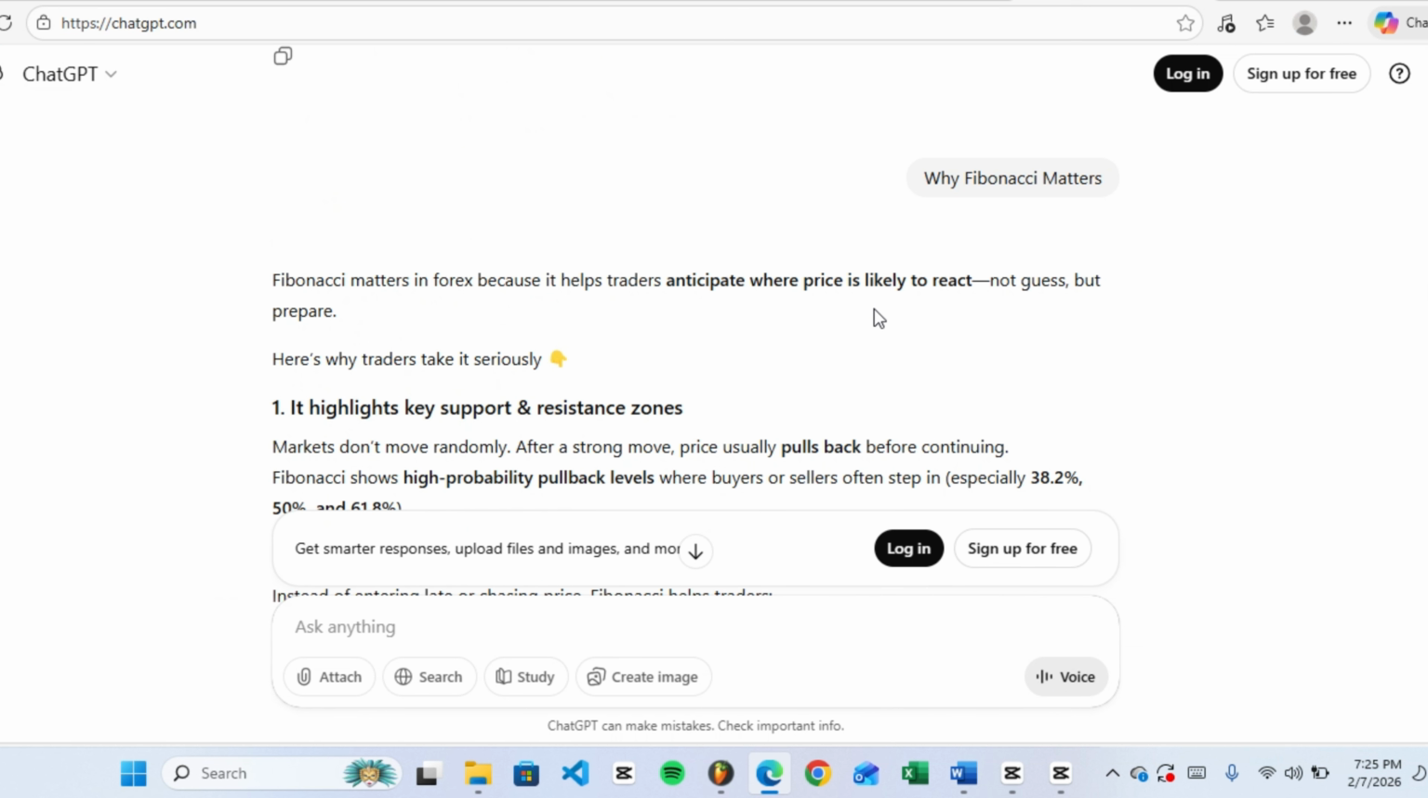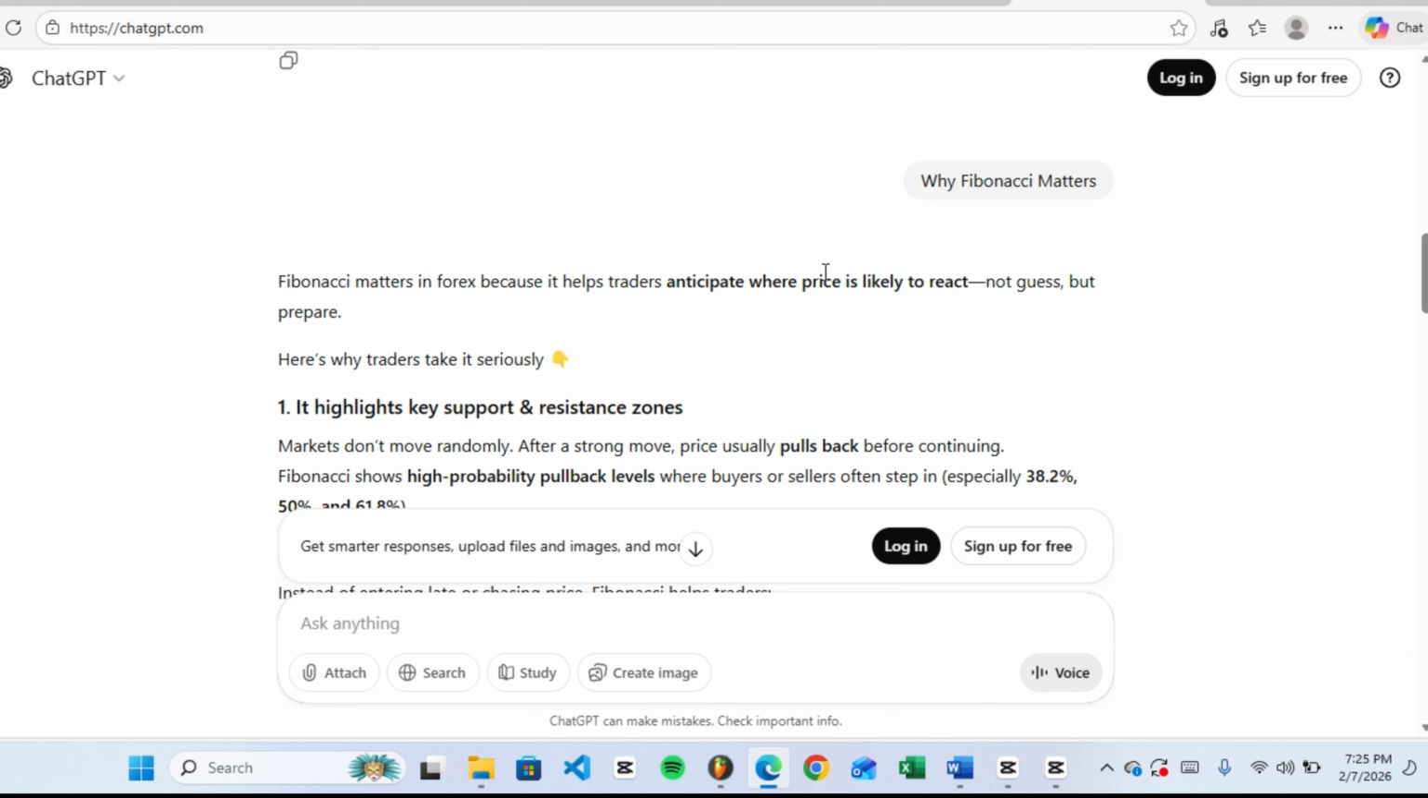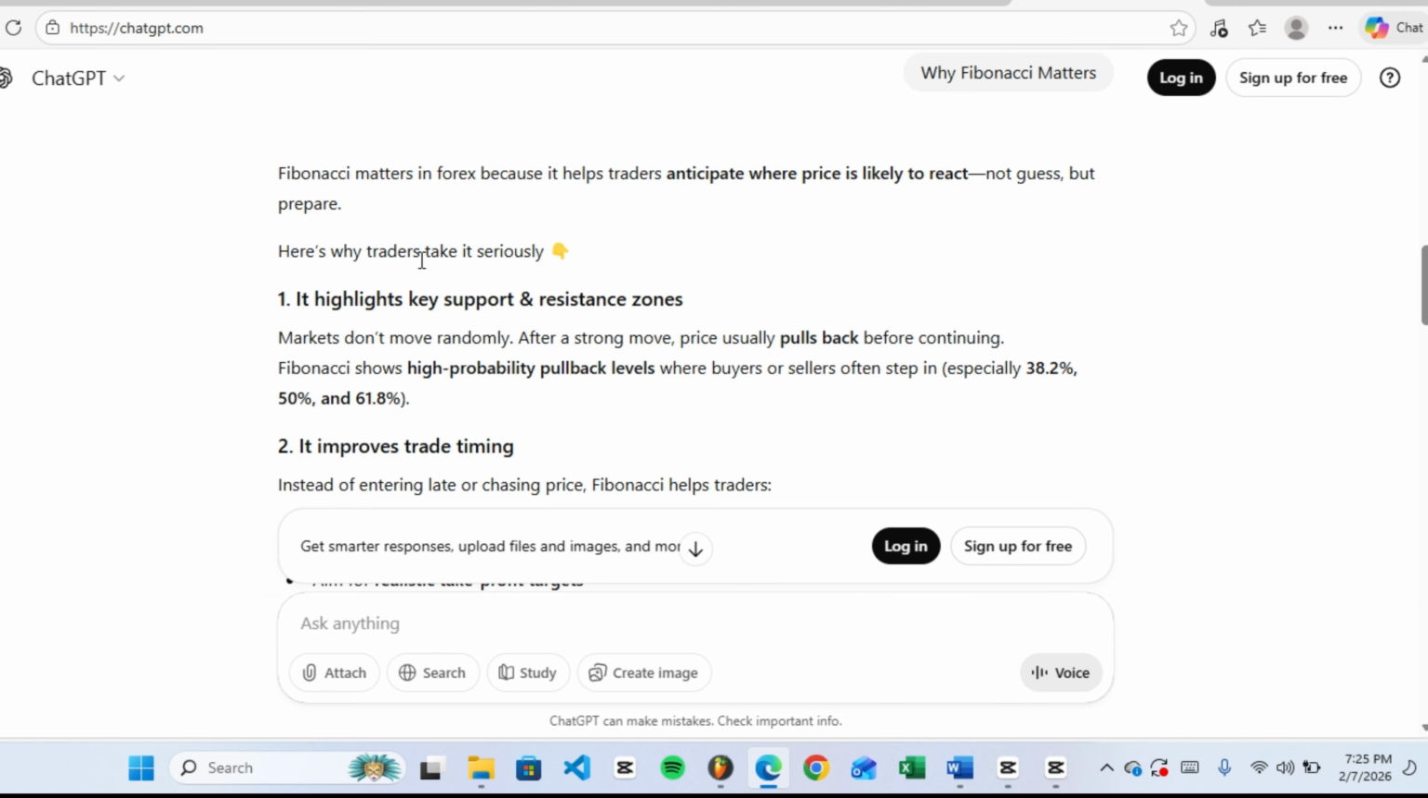The second thing we have to talk about now is why Fibonacci matters. Fibonacci matters in Forex because it helps traders anticipate where price is likely to react. Note that it's where price is likely to react, not guess but prepare. Here is why traders take it seriously. It highlights key support and resistance zones. Markets don't move randomly after a strong move. Price usually pulls back before continuing. Fibonacci shows high-probability pullback levels where buyers or sellers often step in.